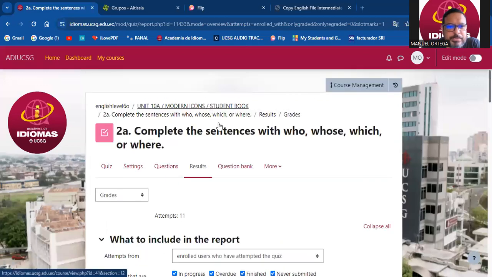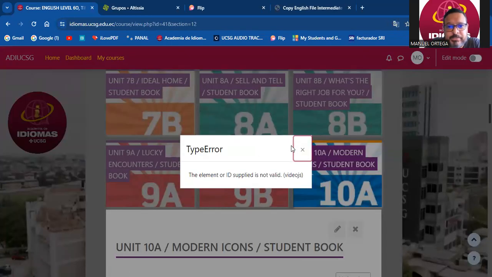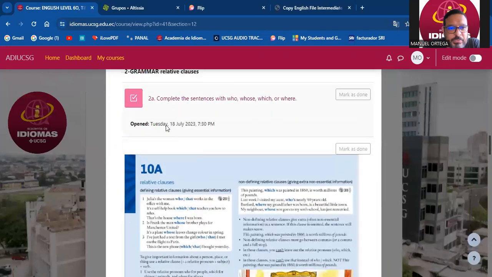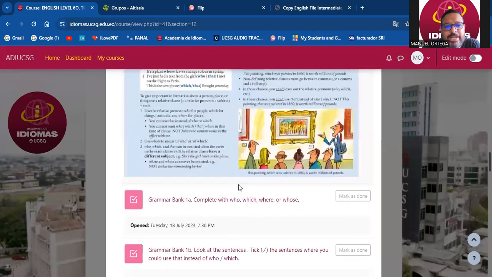Okay, let's continue. I go back to the main page. We just worked on the grammar section, remember, we are in unit 10A, activity 2A. Complete the sentences with who, whose, which, or where. Remember, who for people, whose could be used for people or things, but it's like the quién, the cuyo. Which is for things, and where is for places. Here you have the explanation of the grammar, 10A, the one that I showed you here. You have it on the platform for you to check.